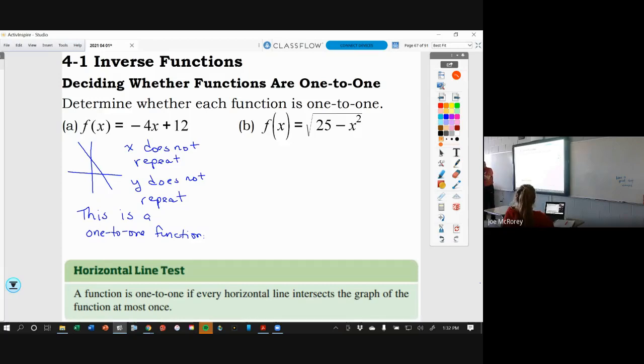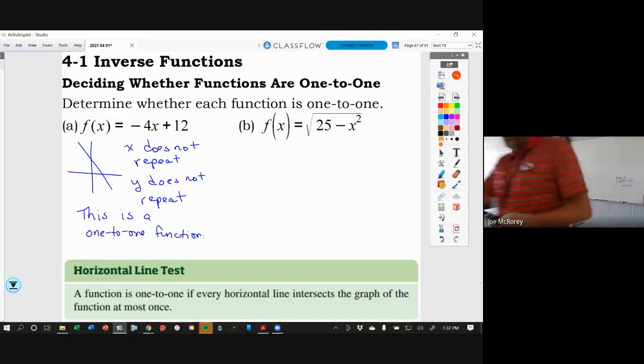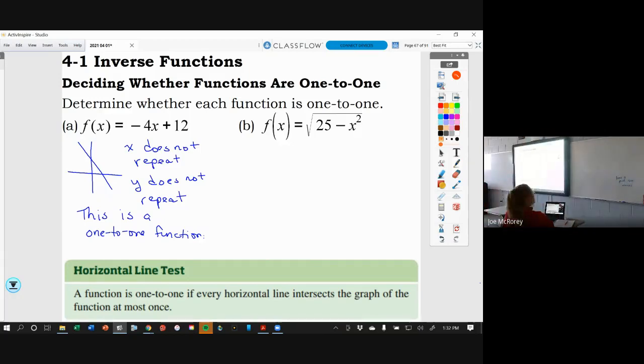Can x be 6? 6 squared is 36, 25 minus 36 is? -11. Can you take the square root of -11 in the real world? No. So can x be 6? No. Okay. So we could graph the i's, whatever. We're not doing that though. In the real world. Okay.